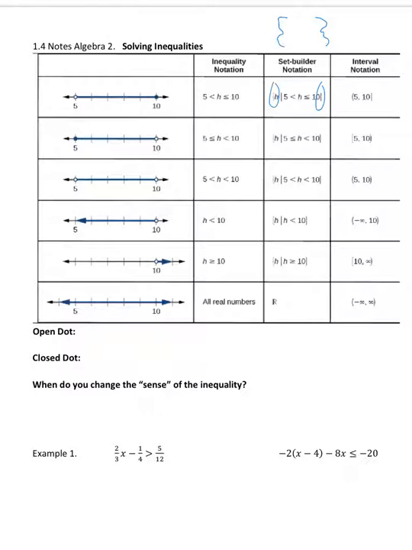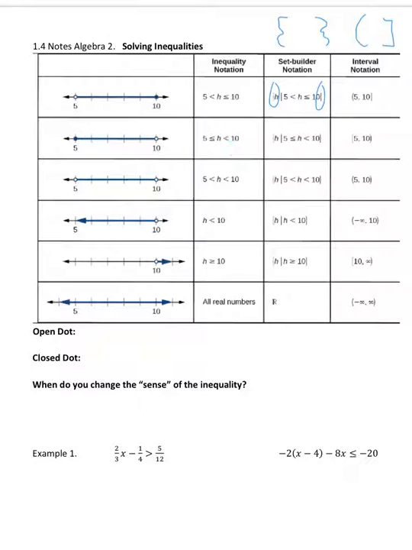And interval notation is new too. Interval notation at the end can either have a parentheses or a bracket. If there is a parentheses, it means it does not include the number. So 5 is not included, just like it's not included in the open dot, just like it's not included in the inequality notation. But 10 is included, so you're going to use a bracket.